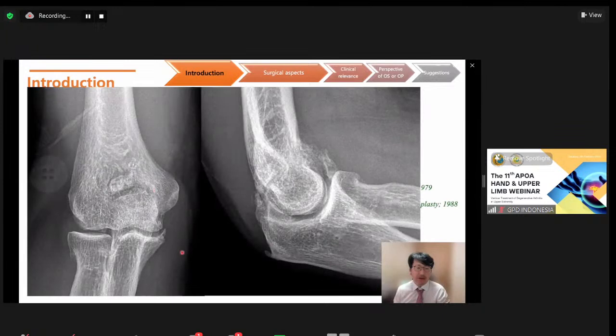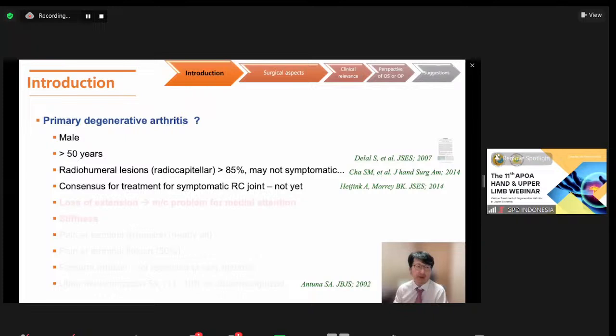Typical primary degenerative arthritis shows large osteophytes, marginal spurs, traction spurs, narrowing of the coronoid fossa or olecranon fossa, and some narrow joint space with a sclerotic margin. It all shows decreased range of elbow motion. It is more common in males older than 50 years, and the radiocapitellar joint is involved in more than 85%, but this may not be symptomatic. The consensus for treatment of a symptomatic radiocapitellar joint has not yet been established.